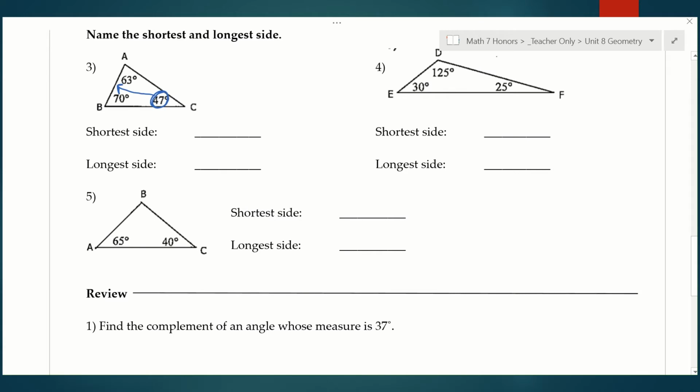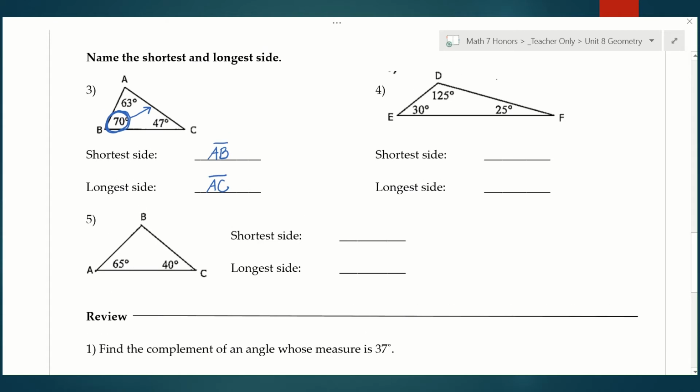And remember, when we name a side, we have to use 2 letters. So side AB would be the shortest. To find the longest side, we're going to find the largest angle. So the largest angle is right here, 70 degrees. The side across from it is the longest side. So that would be side AC.